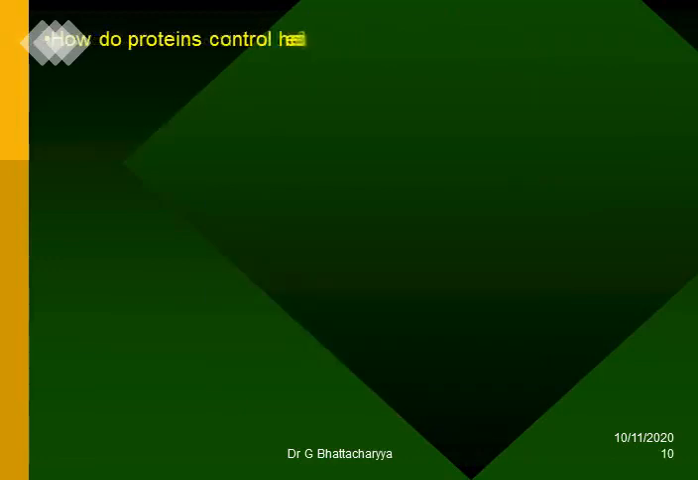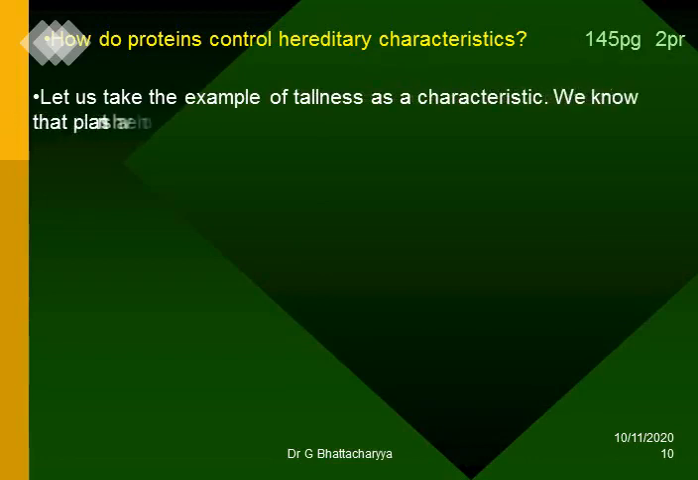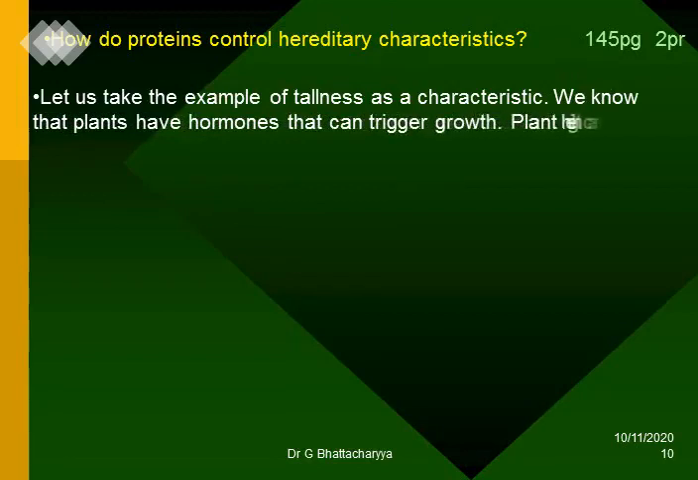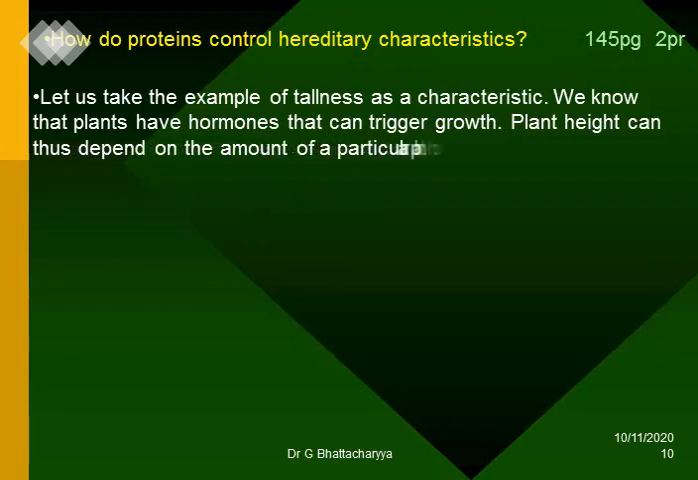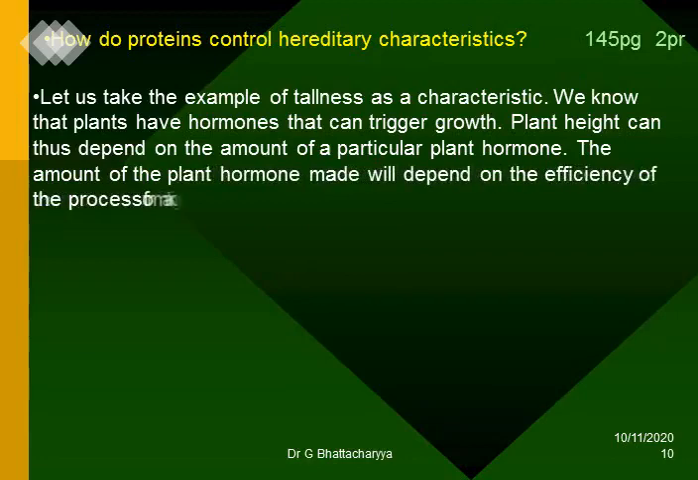How do proteins control hereditary characteristics? Let us take the example of tallness as a characteristic. We know that plants have hormones that can trigger growth. Plant height can thus depend on the amount of a particular plant hormone. The amount of the plant hormone made will be dependent on the efficiency of the process for making it.